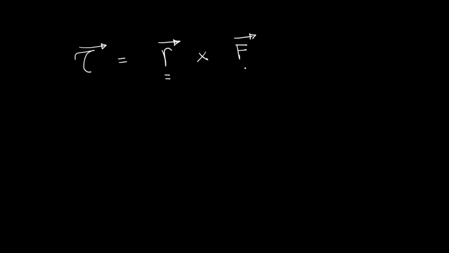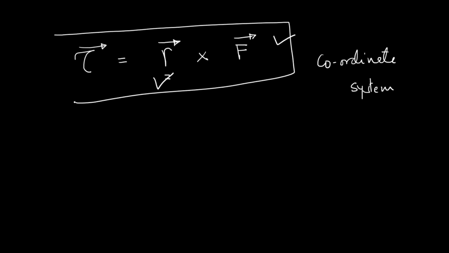So now, if we do have a coordinate system, inertial coordinate system, and in that coordinate system, if we know the force vector and the position vector that gives the location where the force is applied, then we can calculate torque in that coordinate system if we know how to calculate the cross product.